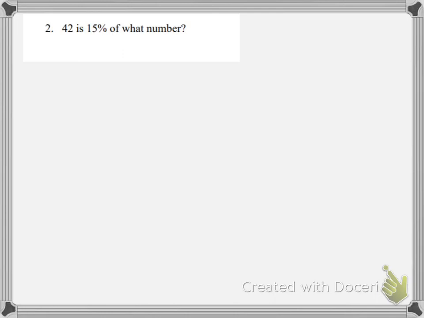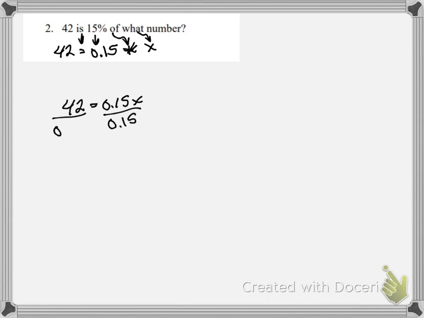Let's do another problem. Okay, so we have 42 is equals 15%, 0.15, of, that means times, what, or what number, is X. So I have 42 is equal to 0.15x. Okay, just like last time, we have to divide both sides by 0.15. And when we type that into our calculator, we find out that X is equal to 280.